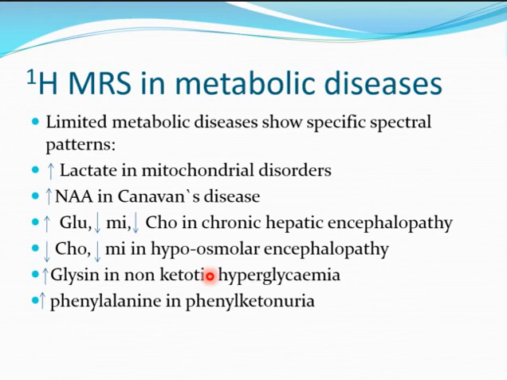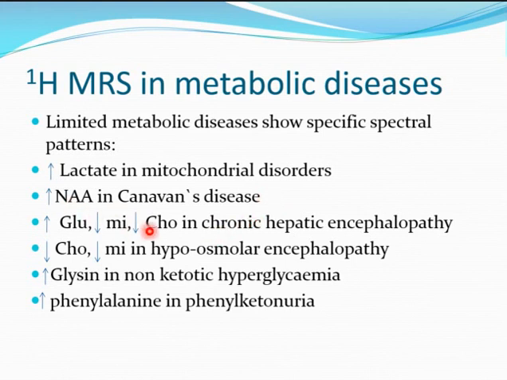Regarding metabolic diseases, MR spectroscopy shows increased lactate in mitochondrial disorders and increased NAA in Canavan disease. This is the only disease that causes increased NAA, so it's the easiest. When you see increased NAA, this is Canavan. That's it. Game over. Okay?